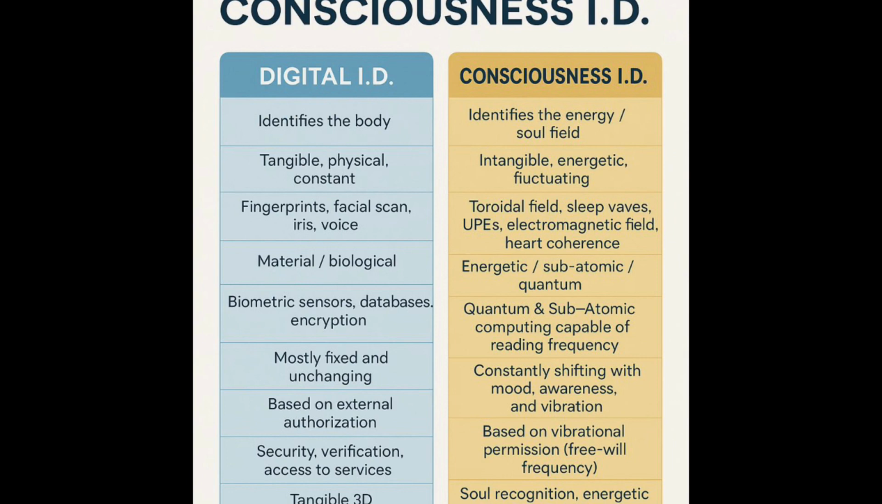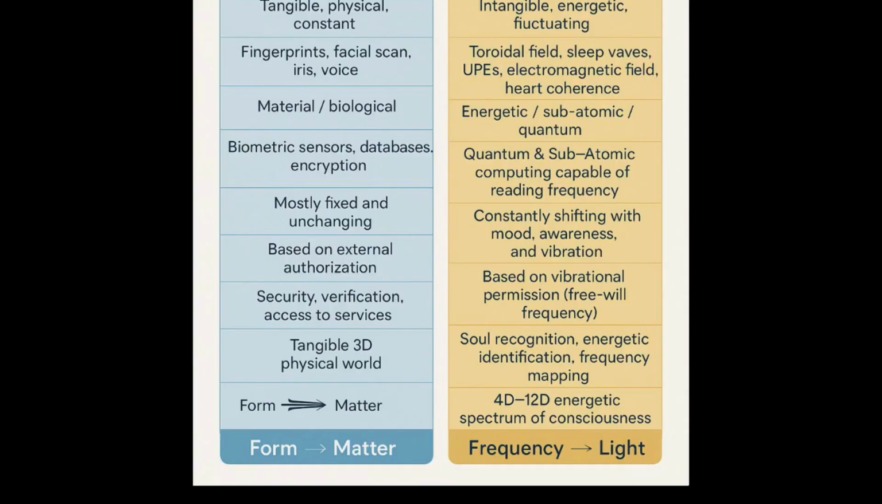It's constantly shifting with your mood, your awareness, and your vibration, and it's read based on your vibrational permission or your frequency of free will. It also uses soul recognition, energetic identification, and frequency mapping, and is based on the energetic spectrum of consciousness moving from 4D to 12D, which means that consciousness ID runs on frequency and light.